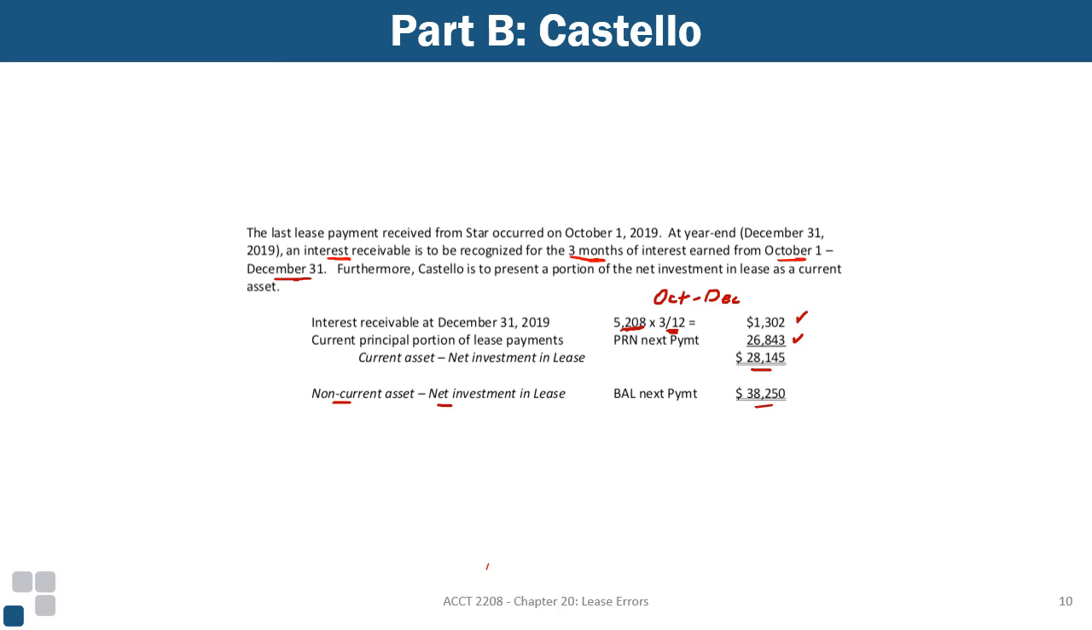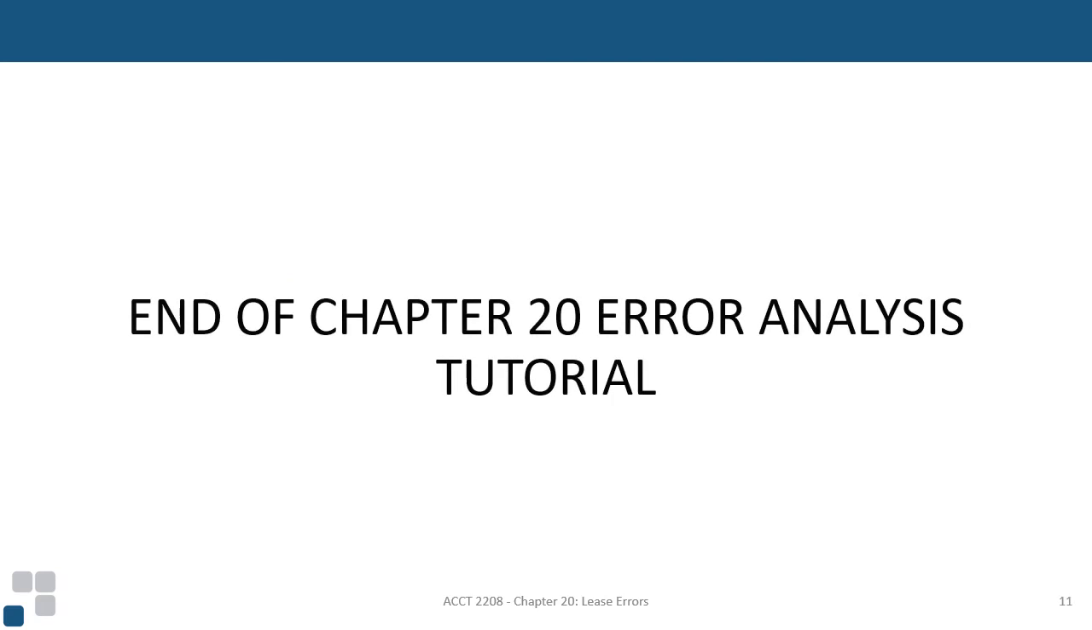So just a couple of minor errors in this particular case, but errors nevertheless. And that pretty much solves it. So this one was a pretty straightforward, simple error. So this concludes the Chapter 20 error analysis tutorial. I hope you found it helpful.